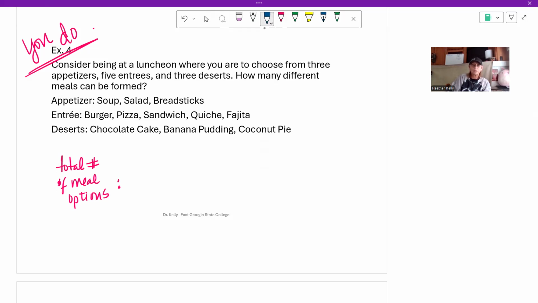Okay, if you haven't finished, go ahead and pause right now, but it looks like we have 3 appetizers, the 5 entrees, and now we have 3 options for dessert. So we have 3 times 5 times 3 equals 45. So there are 45 different meal options.